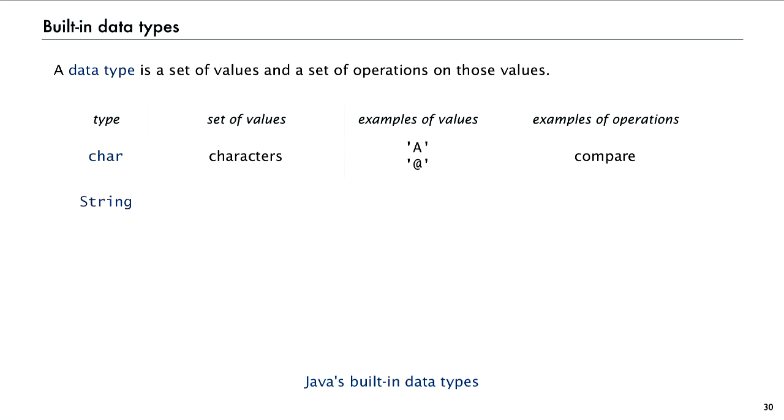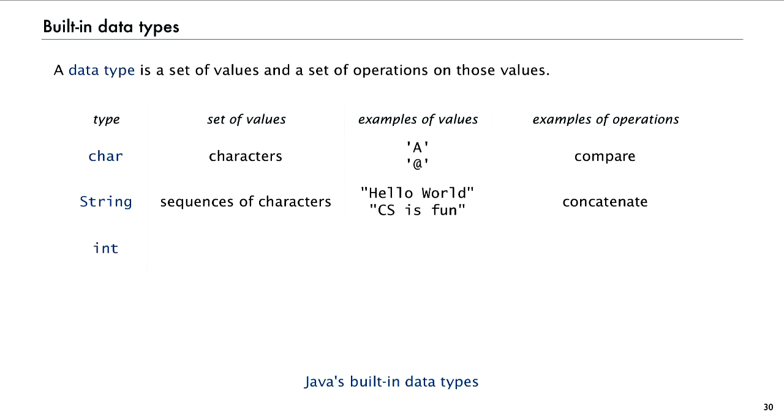One thing that we do with characters is we put them together to make a type of data called string. A string is a sequence of characters. So examples of a string, which in Java we put in double quotes, are "hello world" or "CS is fun". Any sequence of characters within double quotes is a string. The operation that we perform on strings is called concatenation, and we'll look at that operation in detail.